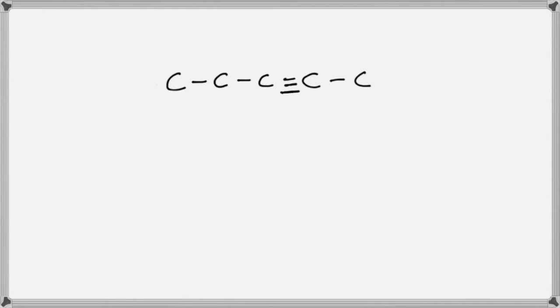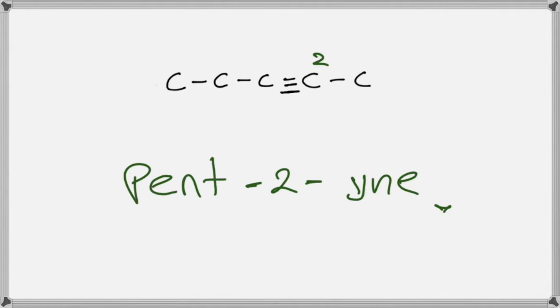And what if we have a compound that actually has a triple bond? What are we going to do? Well, we're going to put the exact same pent. We're going to put the number of where it is, 2, and we're going to put yne, since this one stands for alkynes.